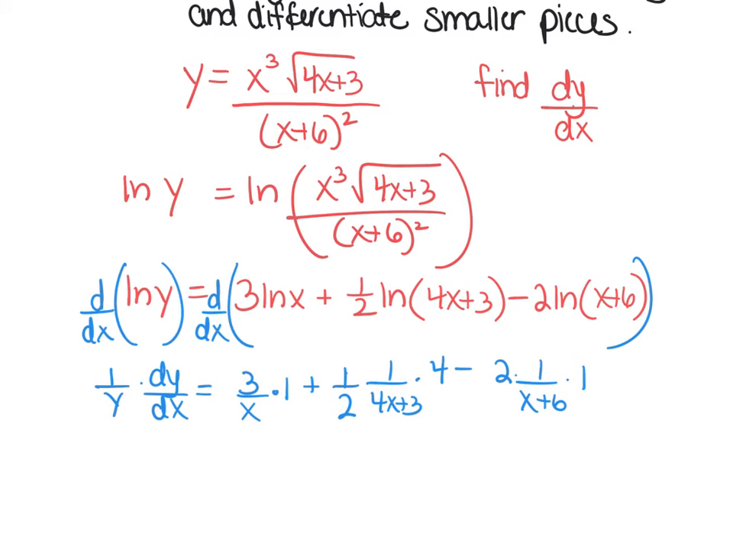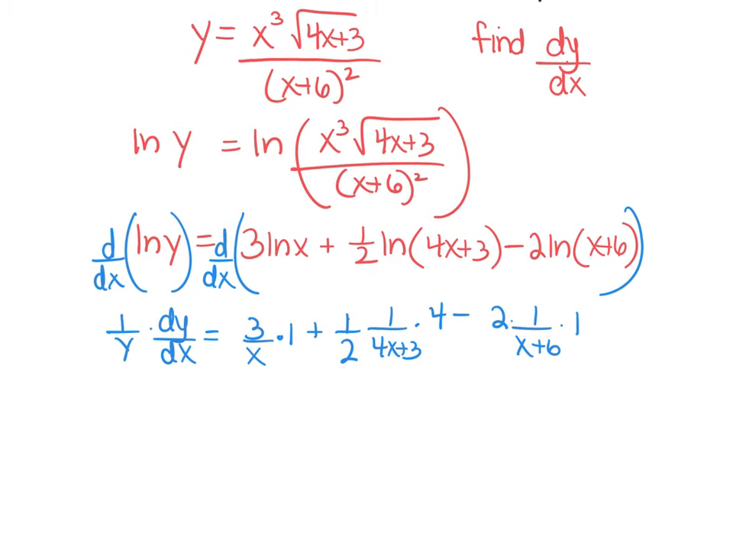Now remember what we're solving for. We are solving for dy dx, so we do want to get that by itself. So I'm going to simplify on the right before we get that dy dx alone. So on the right we have, what do we have? We have 3 over x. Here, we're going to have 2 over 4x plus 3. Here, we're going to have 2 over x plus 6. That equals dy dx times 1 over y.